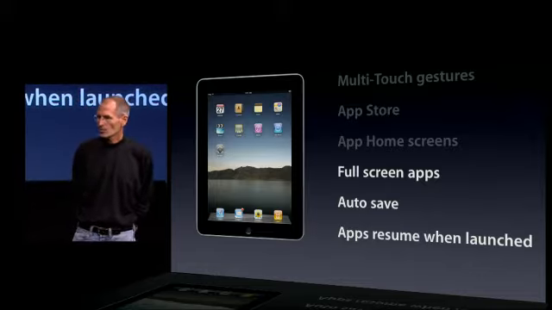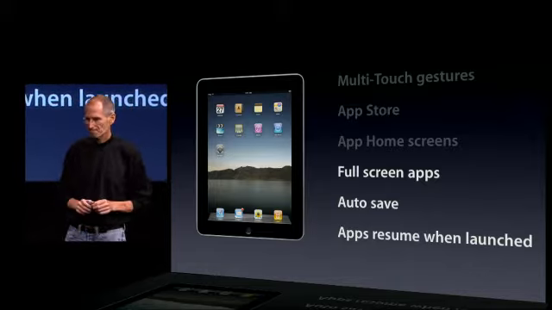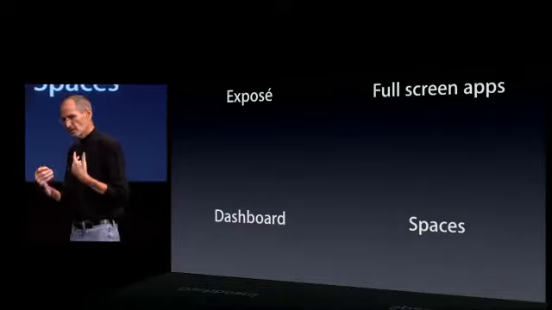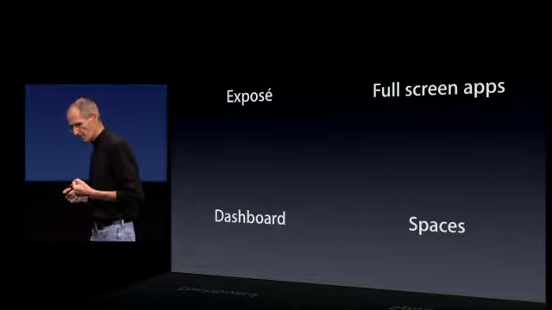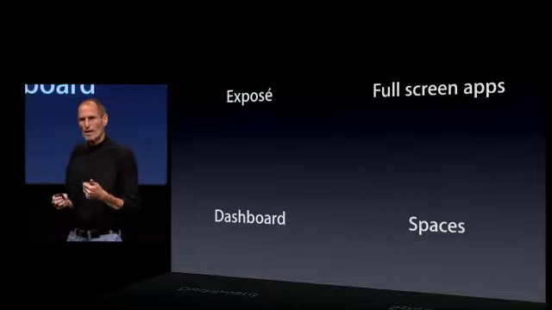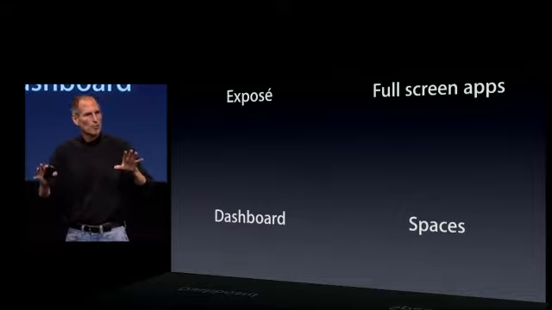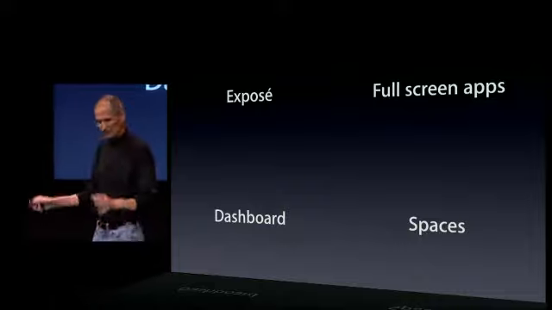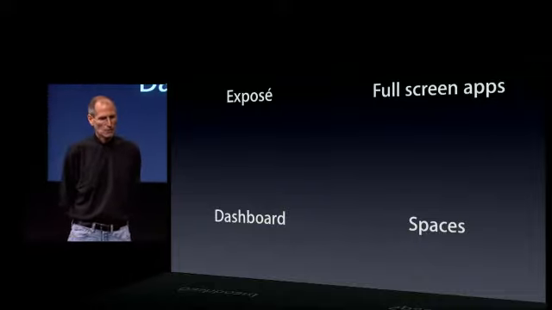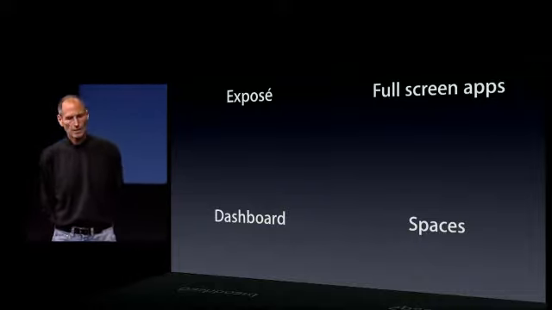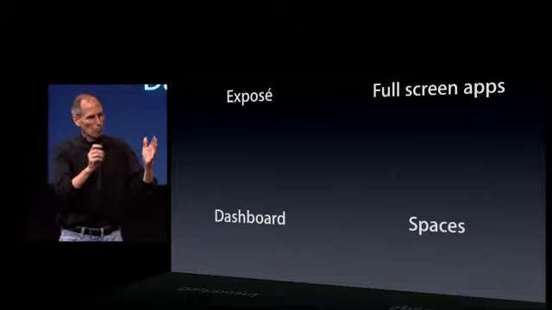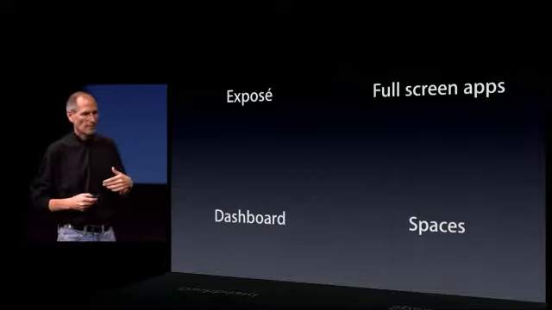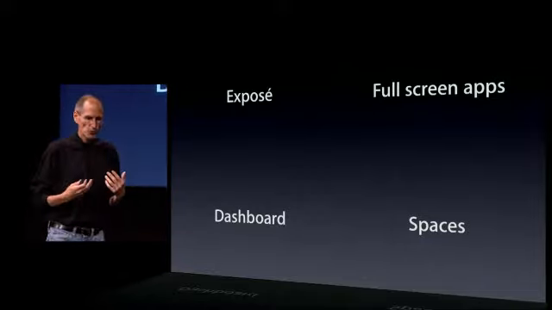So there's one other thing we'd like to show you today. We have these 4 cool inventions, or things we do in Mac OS X. Expose, a great way to find your windows and do window management when you have lots of windows open. Dashboard, a great way to get to widgets instantly. Full screen apps, which we've talked about, and spaces, if you want to create more than one workspace and move between them rapidly.